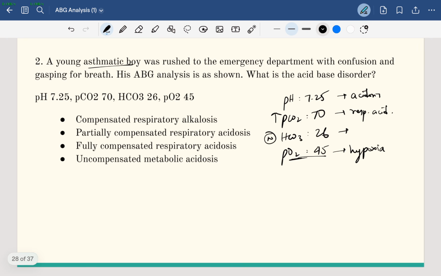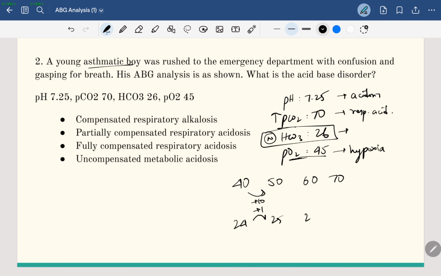But in this case, we also have to look for whether there is adequate compensation or not. Now, I don't really need to apply a formula because I know that the bicarb is normal. And with a PCO2 of 70, I would be expecting a significantly higher bicarb value. If you recall the variations that we discussed, for every 10 increase, we should be seeing a 1 increase in bicarb. So the corresponding value for 70 would be 27. In this case, it's 26, so it's only partially compensated respiratory acidosis.